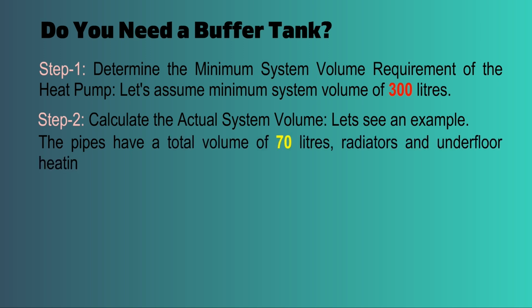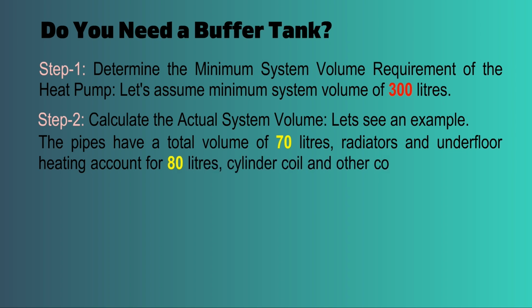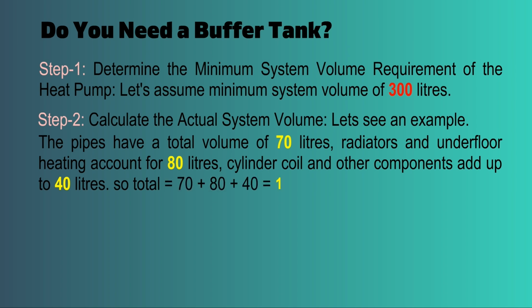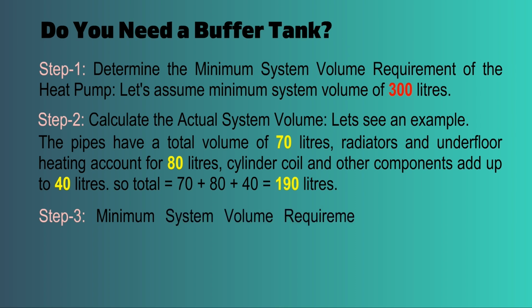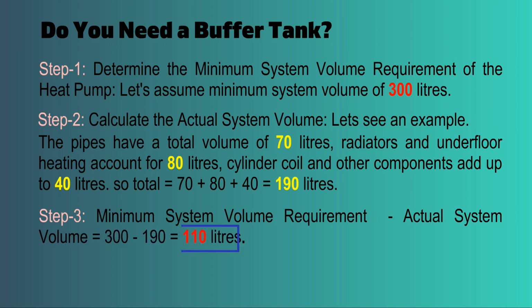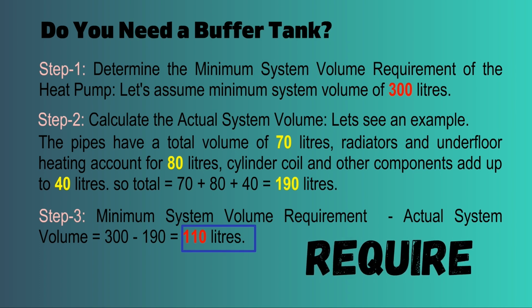Radiators and underfloor heating count for 80 liters. Cylinder coil and other components add up to 40 liters. So total 70 plus 80 plus 40 equals 190 liters. Step 3. Minimum system volume requirement minus actual system volume: 300 minus 190 equals 110 liters, and we have to provide a buffer tank in the system.